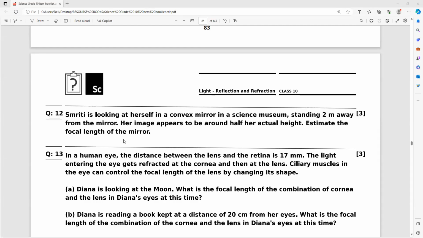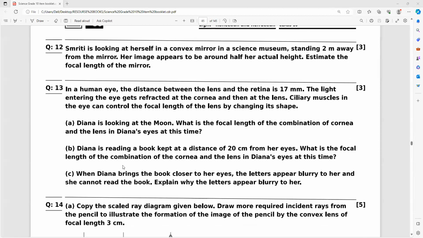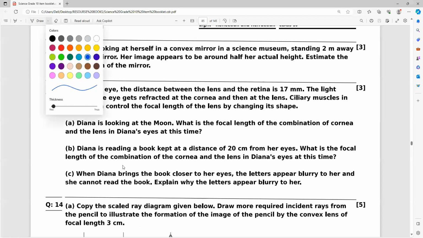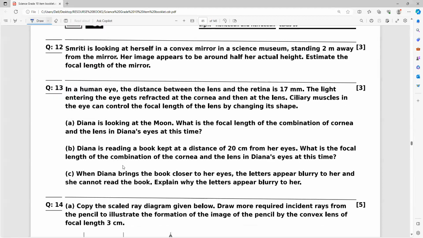Let us start with question number 13. In a human eye, the distance between the lens and the retina is 17 mm. So the lens is here and the retina is here. What is the distance between them? 17 mm, that is what we all know. What do we call it? Image distance. Do you remember, everybody? It always remains constant. Yes or no?